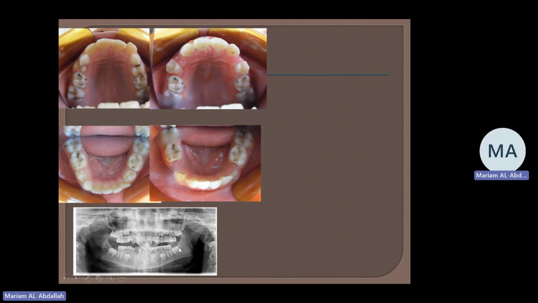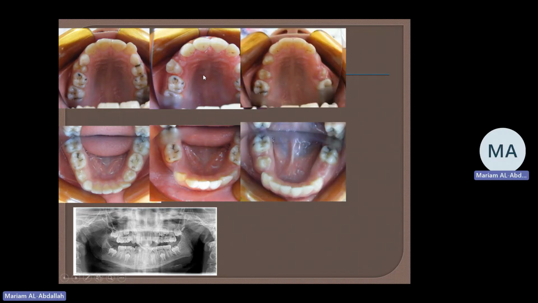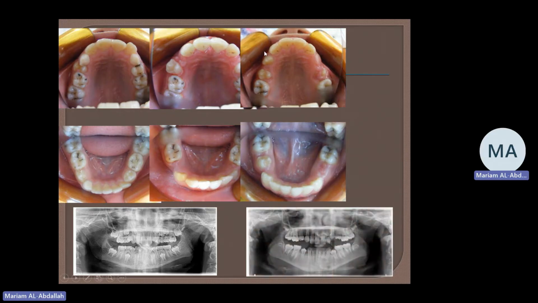As you can see, the severely crowded canine in the lower arch has erupted. Now we can move to the next step in the upper arch, which is extraction of the 4s. So we extract the 4s and we wait for the eruption of the canines. One of the canines erupted, the other didn't, so we had to take a radiograph to make sure that we are actually on track and everything is going as planned.